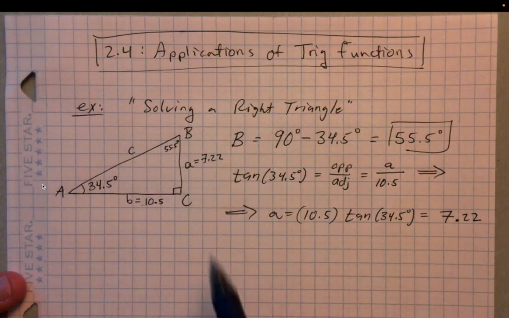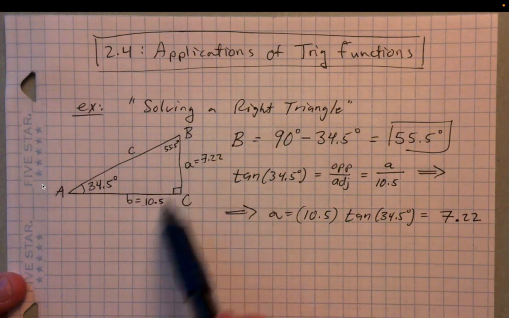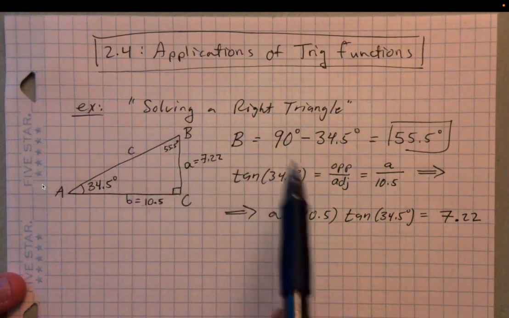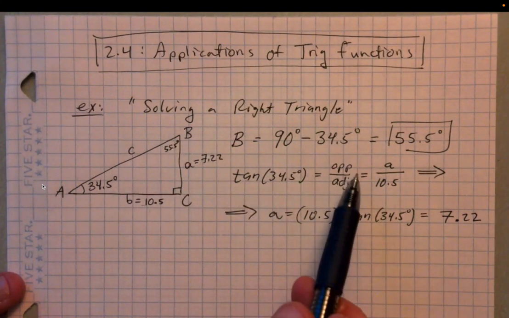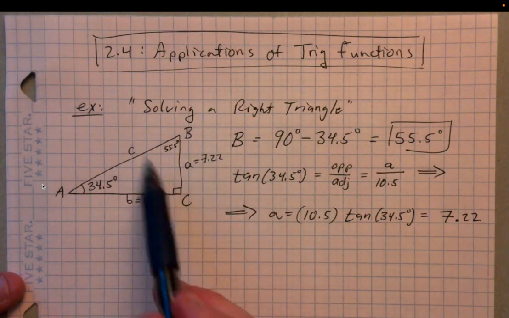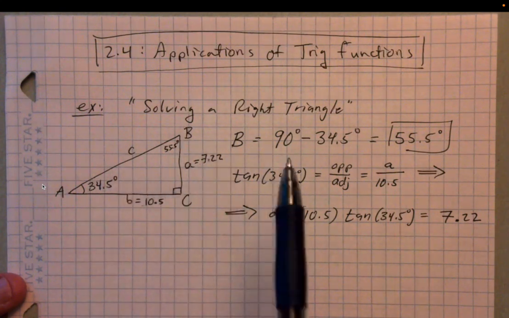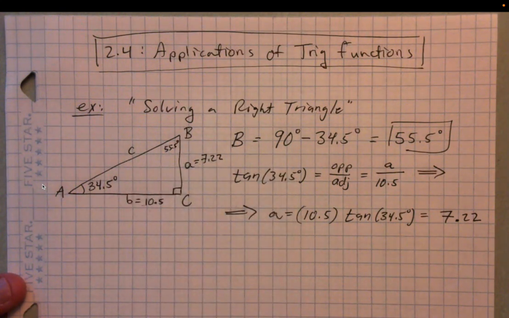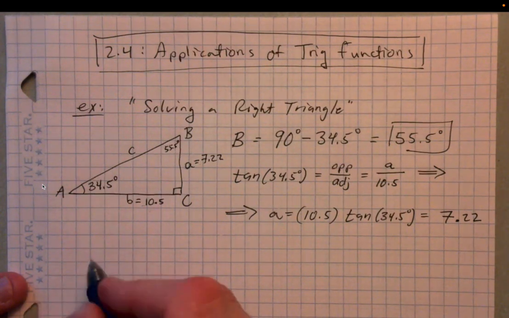I have options at this point. I could use the Pythagorean identity, a squared plus b squared equals c squared, or I can use the same trick as what I just used with the tangent, and I could use the sine or the cosine basically. So let's go ahead and use the cosine. And so let's set this up.